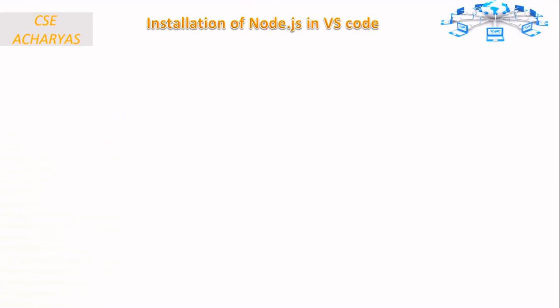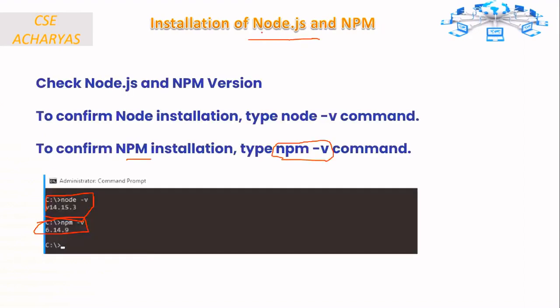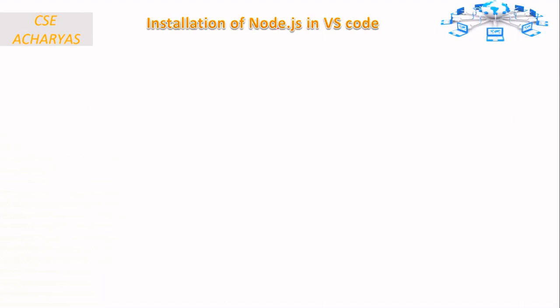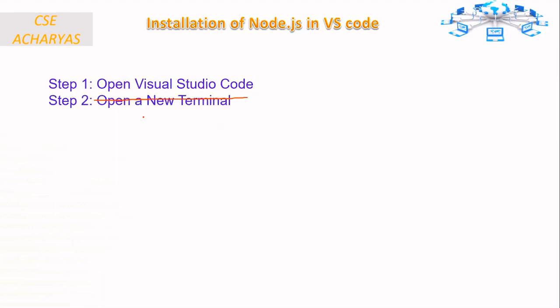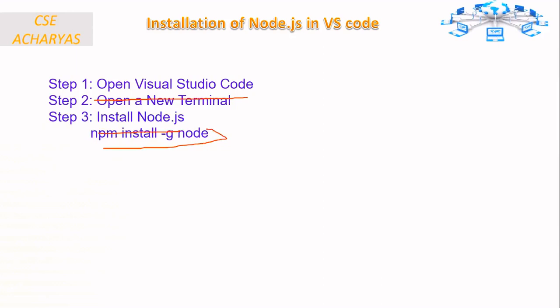The next thing is installation of Node.js in Visual Studio. Previously I showed you how to install Node.js on our PC without an editor. Directly we can go to Node.js, with any notepad or anything, and just run it. If you want to install that in Visual Studio, you just have to open Visual Studio Code. After opening Visual Studio Code, you have to open the terminal. Go to the terminal. After going to the terminal, install Node.js. This is a way to install Node.js by typing this command.